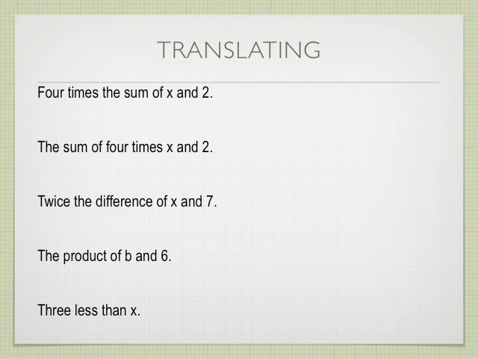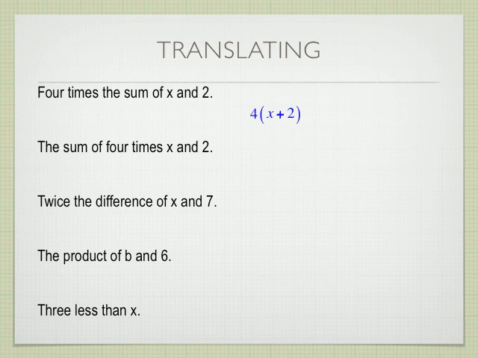So if we had 4 times the sum of x and 2, just go a phrase at a time. 4 times, that means I'll multiply by 4. What am I multiplying by 4? 4 times the sum. Okay, so I've got 4 times the sum. It will really help if you'll write this down in pieces. 4 times the sum of x and 2, so it's 4 times the sum of x and 2.